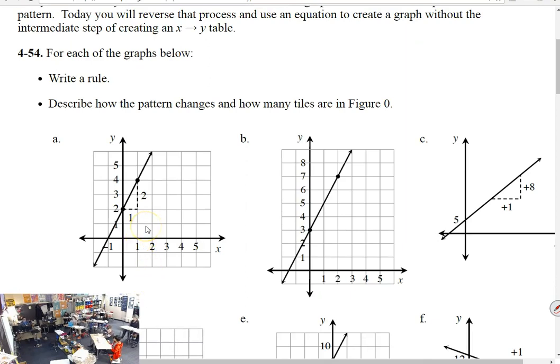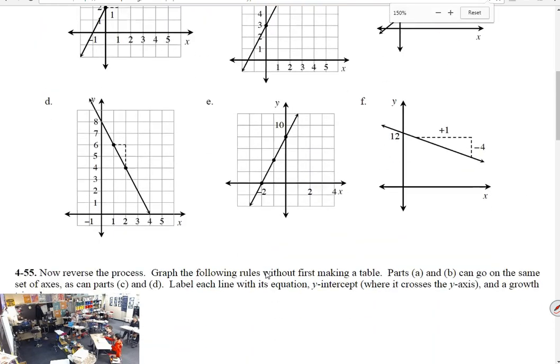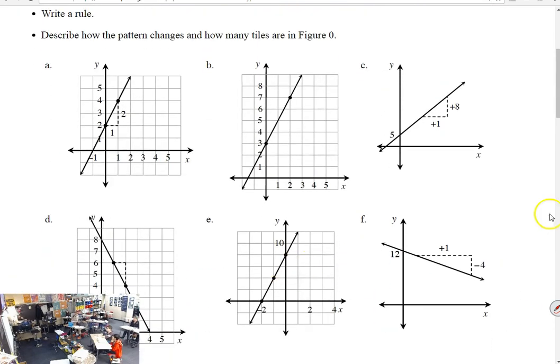Graphing and rules and behavior change and stuff. So all we're doing is taking that knowledge base and extending it. So I will help you with A, and then I'm going to have you guys do B through F on your own. Actually, I'm going to help you with C. Now I'm going to help you with F. Sorry. A, B, D, and E are nice because they have all the grid lines, so I'm going to help you with one of the more difficult ones.